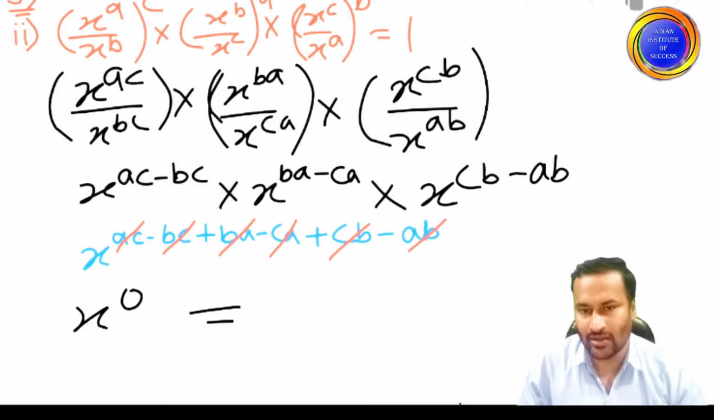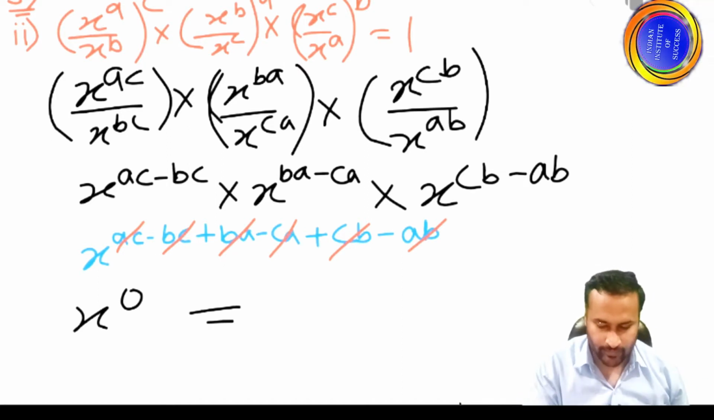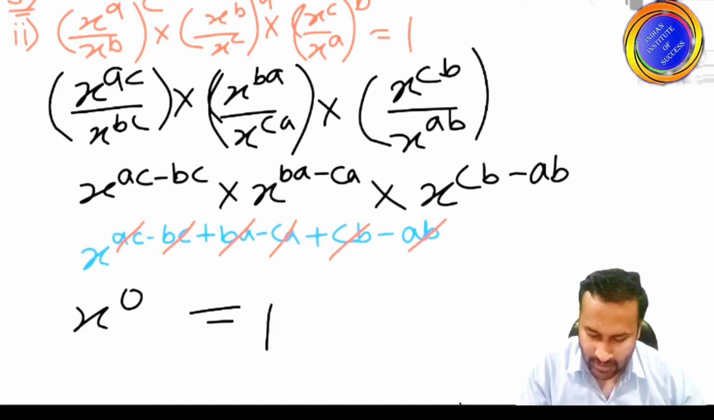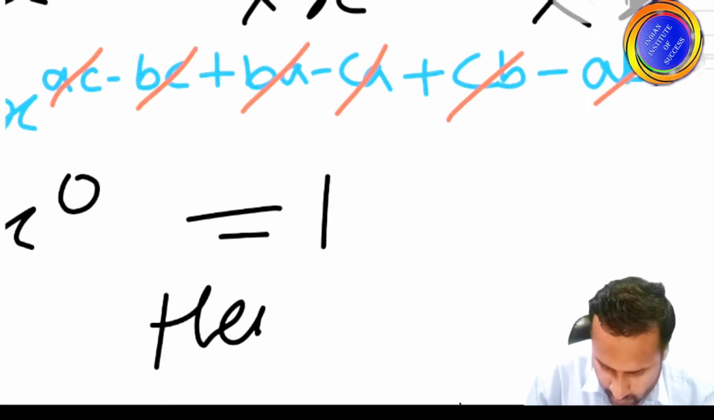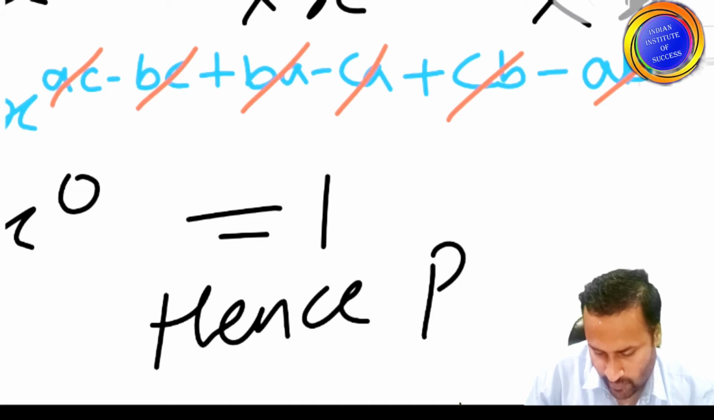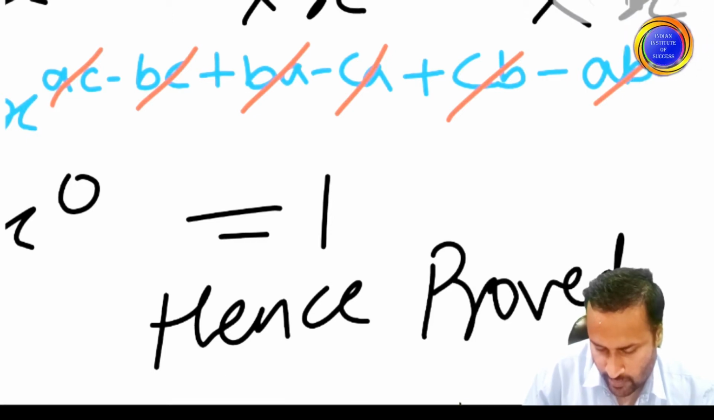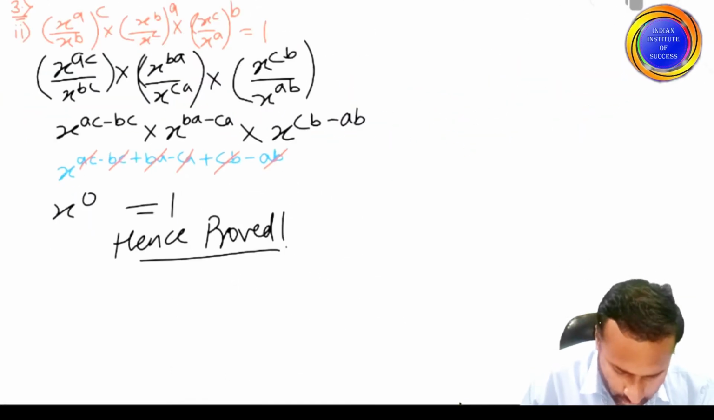When we have power 0, it is equal to 1. So hence we proved. Hence proved. I hope you understood this.